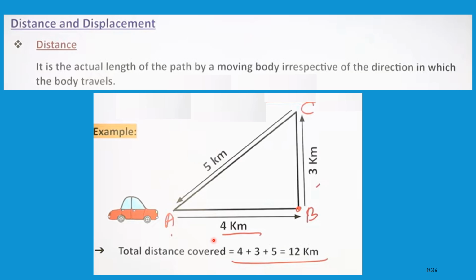Therefore, distance is nothing but the total distance covered by the body irrespective of the direction. This we call distance. Distance is a scalar quantity. Here we consider only magnitude, not the direction. From point A to B, at point B it changes its direction, and again at point C the car changes its direction. But in the case of distance, we do not consider the direction. We consider only how much distance the car covers in total. That is nothing but distance. If you add all the distances, you get the total distance covered by the car.